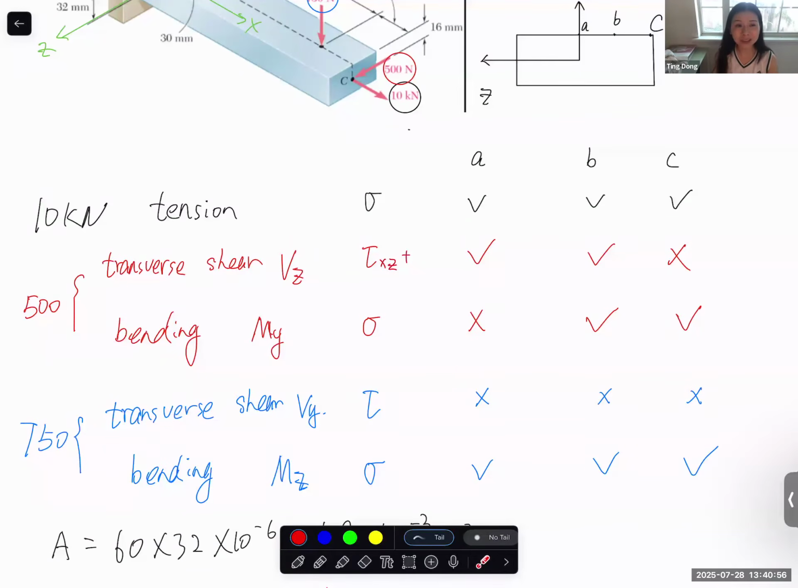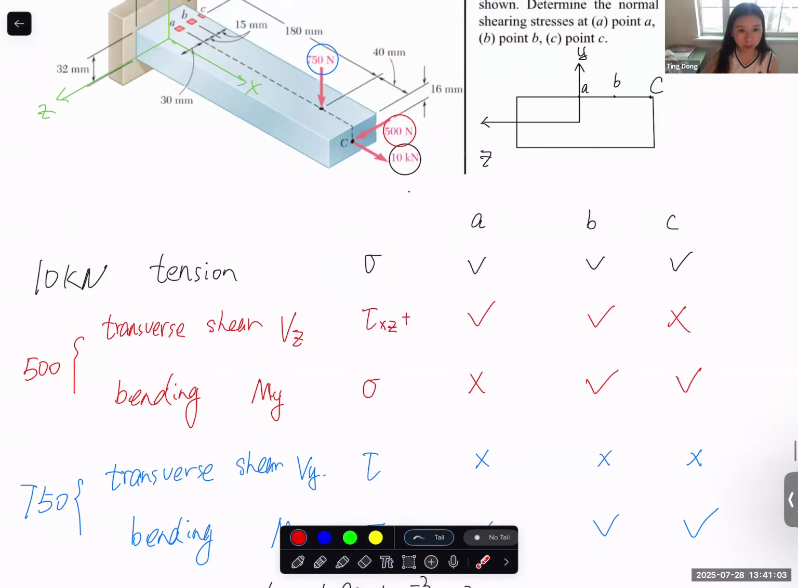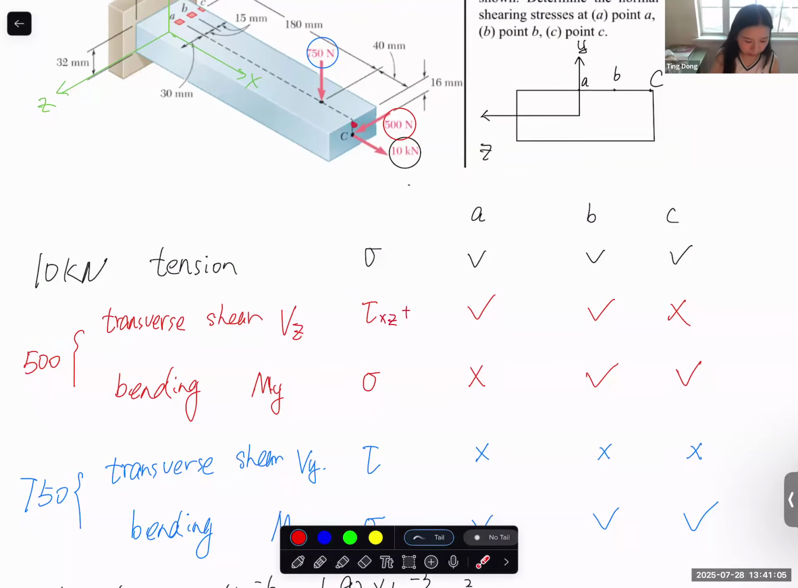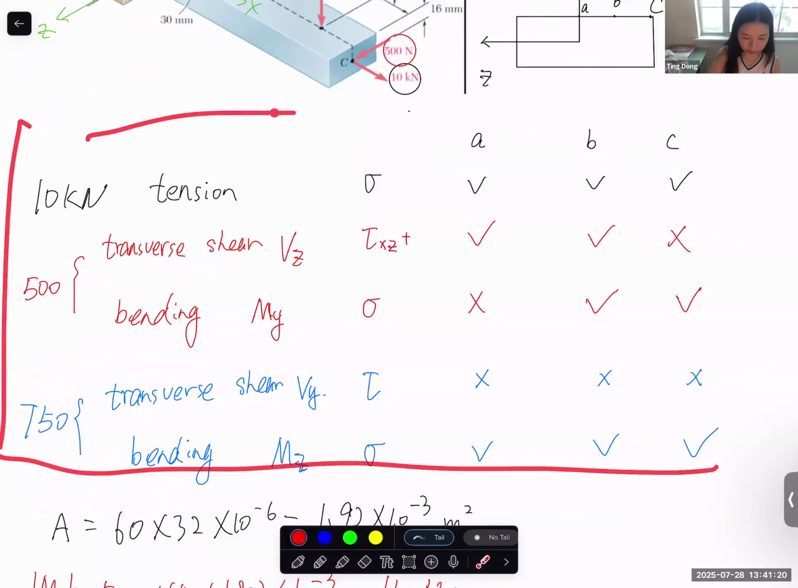And it's very easy to see students always missing some components and having some extra components that should not be there. Let's say I'm asking about this point A, and somehow some student calculates the shear stress caused by this transverse force. It should be 0, but somehow they calculate it and put it there. So the key thing is that you make it very clear, something like this.